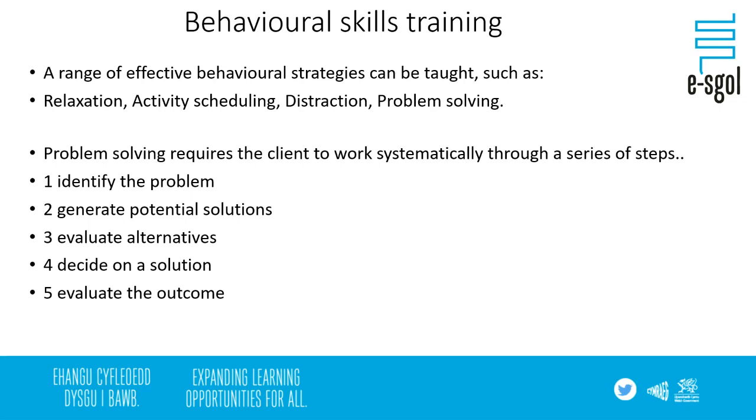Distraction techniques, so things like gardening, hobbies, clubs, listening to music, but then also problem solving. In order to problem solve, the client has to work systematically through a series of steps. They identify the problem that they've got, they generate the potential solutions, and they evaluate those alternatives. They decide, right, this is the solution. This is the best thing for me to help me get over how I'm currently feeling. They try it, and then they evaluate the outcome. And that is all done with the therapist helping and supporting them.